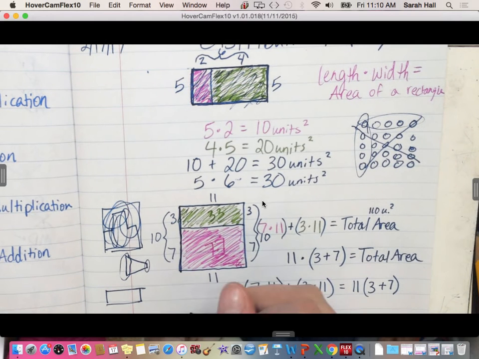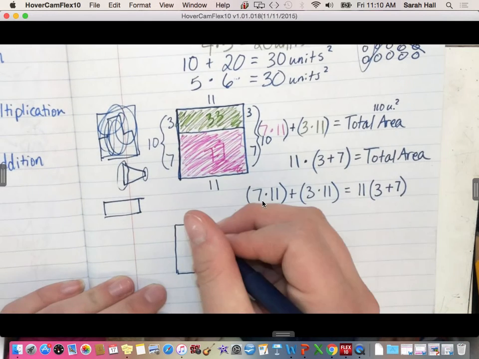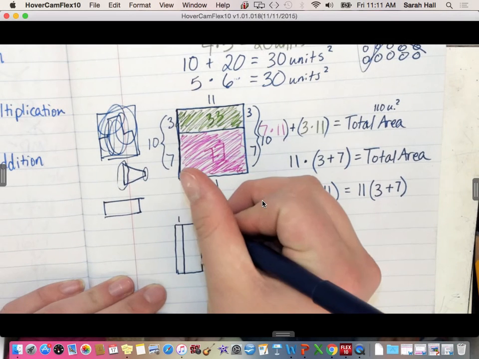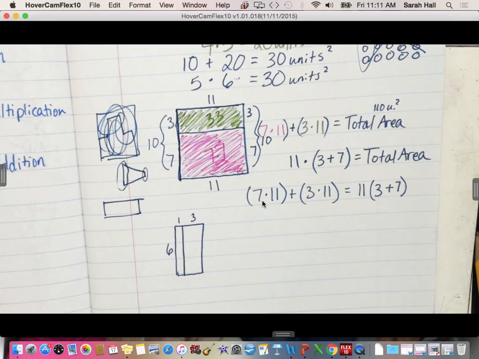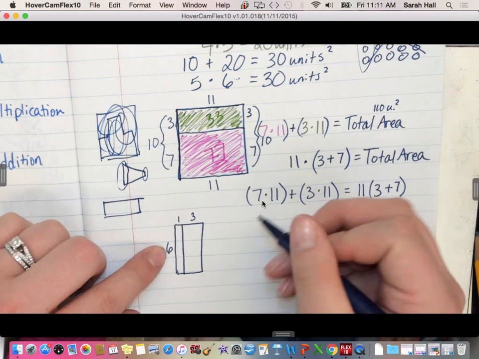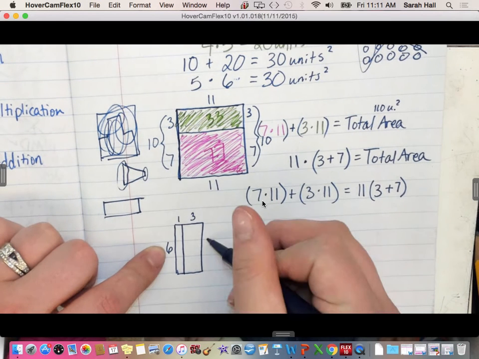So if I gave you something like this, can you write the distributive property? So let's do this one together. I have 6 both times, right? So both of these sides are going to be 6.